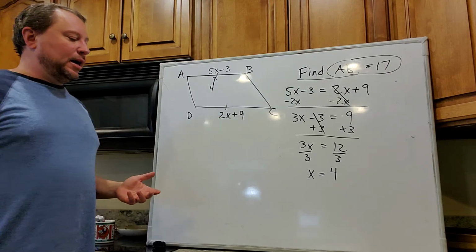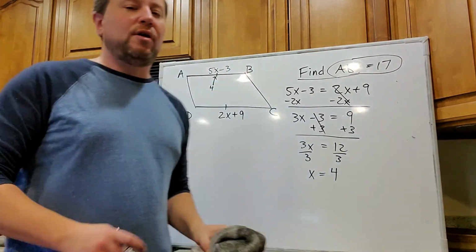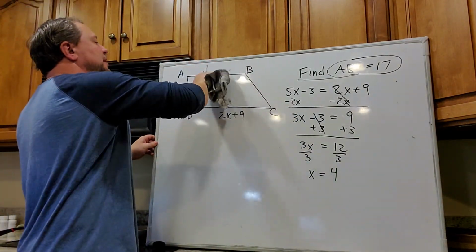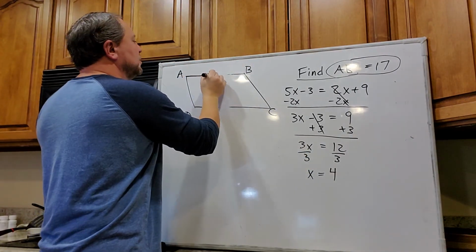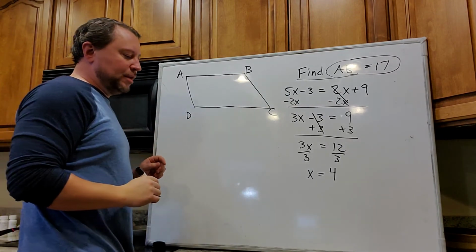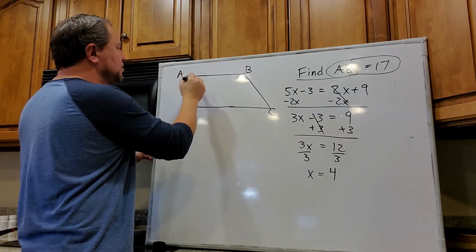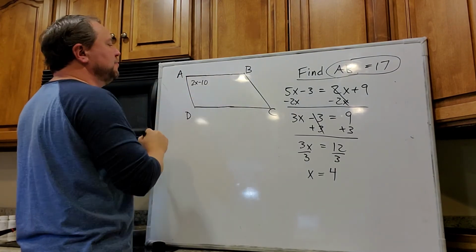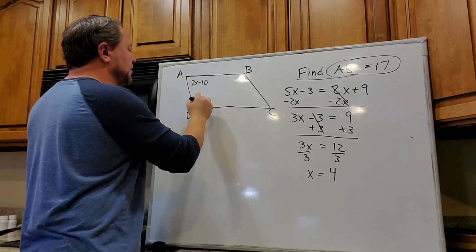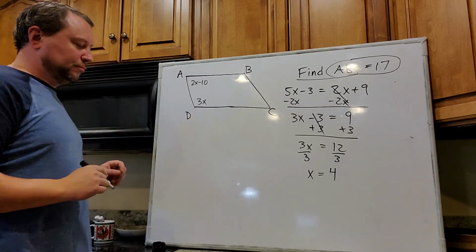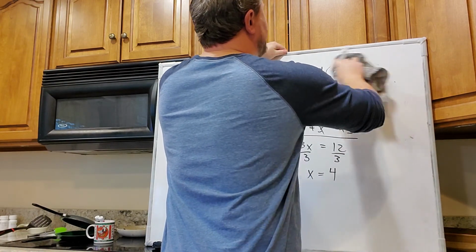Okay, now, besides involving sides, you could have an algebra problem that may involve angles. So let's modify this a little bit. There's our parallelogram again, ABCD. But this time, let's say that angle A right here is 2x minus 10, and angle D, the other angle they give us, is 3x. And in the end, let's say that they want us to find angle C.